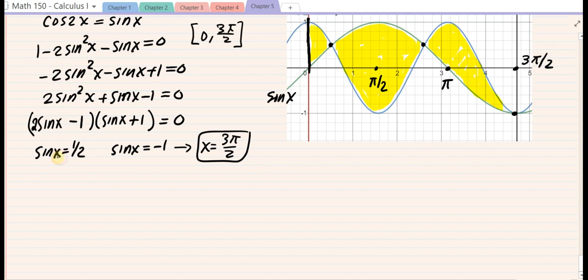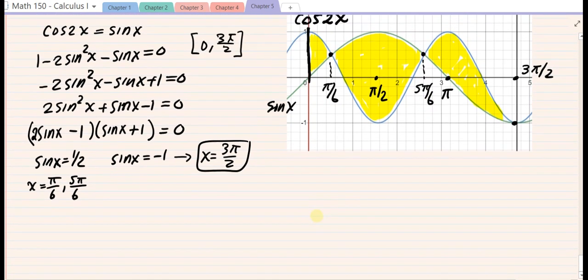Now, the other one, sine x equals 1/2. Well, sine of a 30-degree angle is 1/2. So that means x must be pi over 6 and 5 pi over 6, right? In the interval from 0 to 3 pi over 2, which means 0 to 270 degrees. Sine of 30 and 150 degrees are both positive 1/2. So that's what we found here. This point, the first one, is pi over 6, and the second point is going to be 5 pi over 6. And we are good to go now.